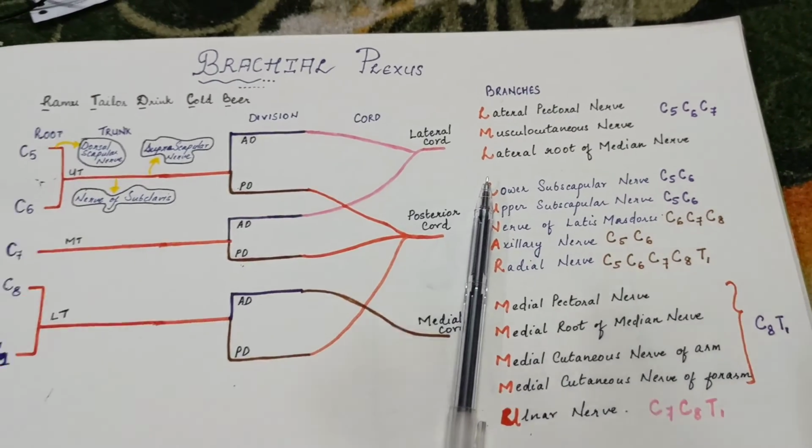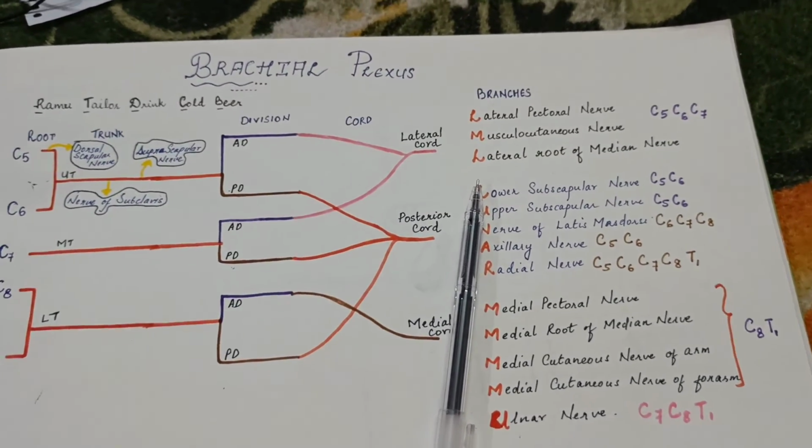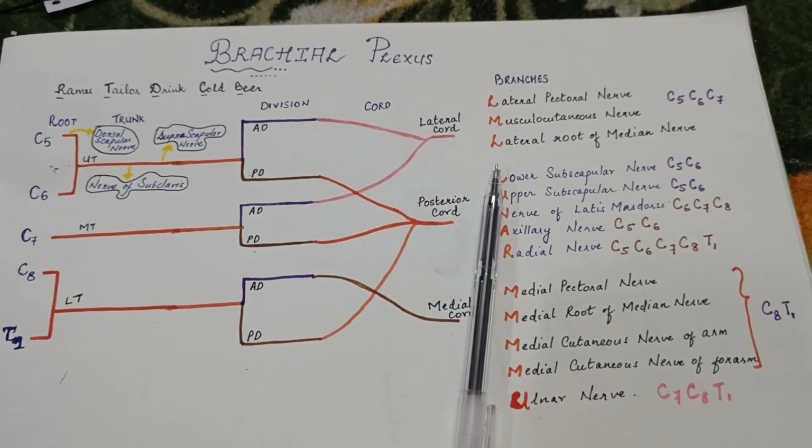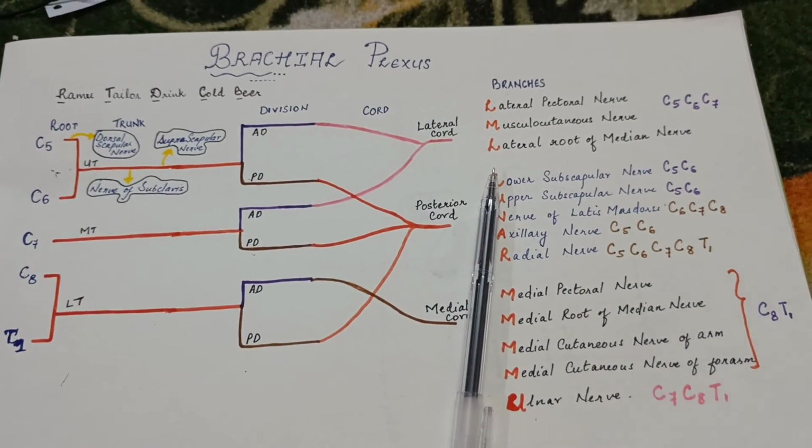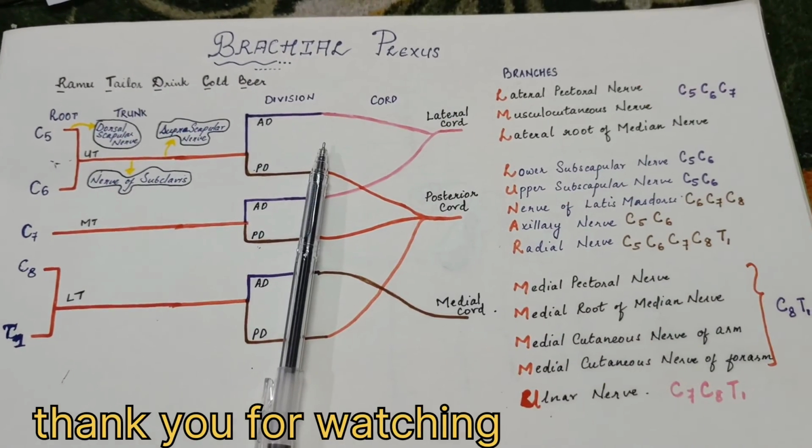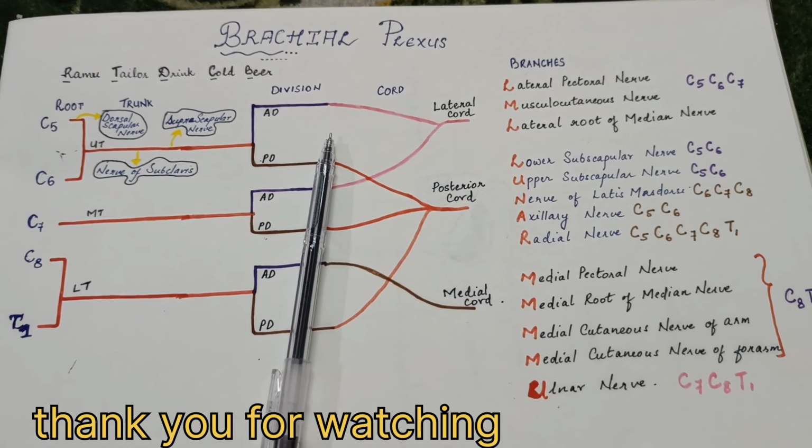Let's conclude this section now. I will explain the anomalies of the brachial plexus in the next chapter. So just read, and if you have any doubt, just comment below. I will explain later.